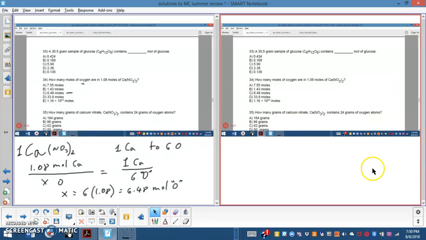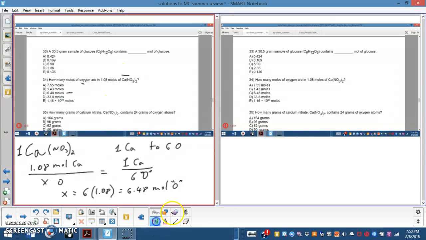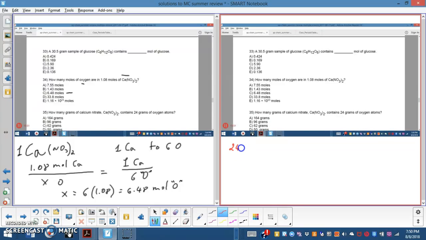Number 35. How many grams of calcium nitrate contains 24 grams of oxygen atoms? So we know how many oxygens you have. So how are you going to write this? Well, you have 24 grams of oxygen atoms, right? Then you need to keep in mind which formula you have. So you have calcium nitrate over here.